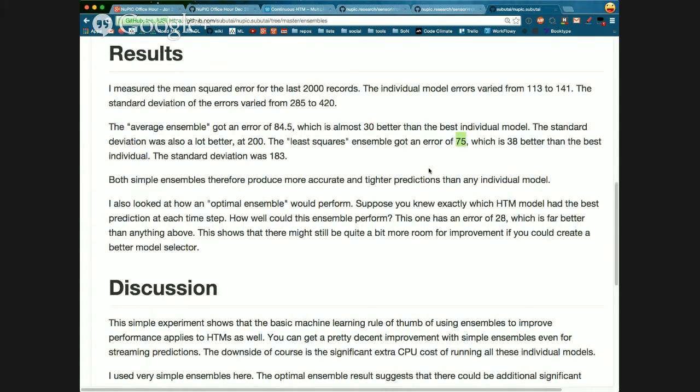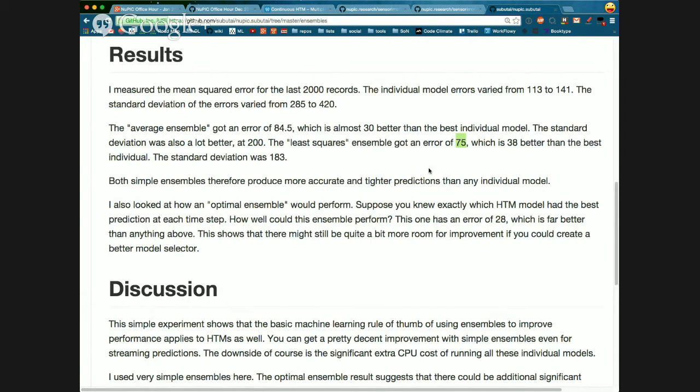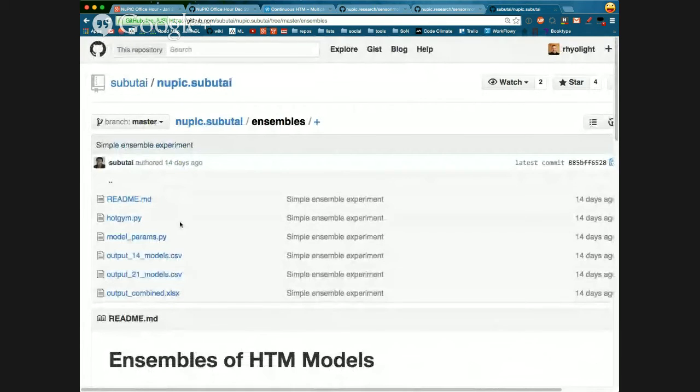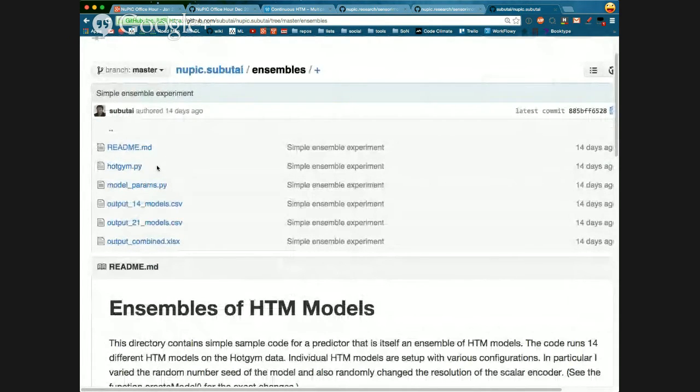Okay, that's great. So anyway, all the code is there. It's very simple. There's a different hotgem. It uses the same hotgem parameters that we typically use. The only difference is that I'm varying the random seed and I'm varying the encoder resolution randomly.